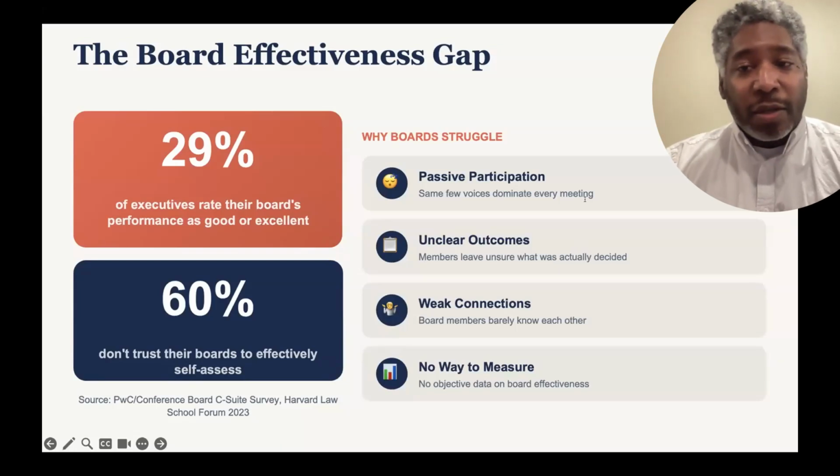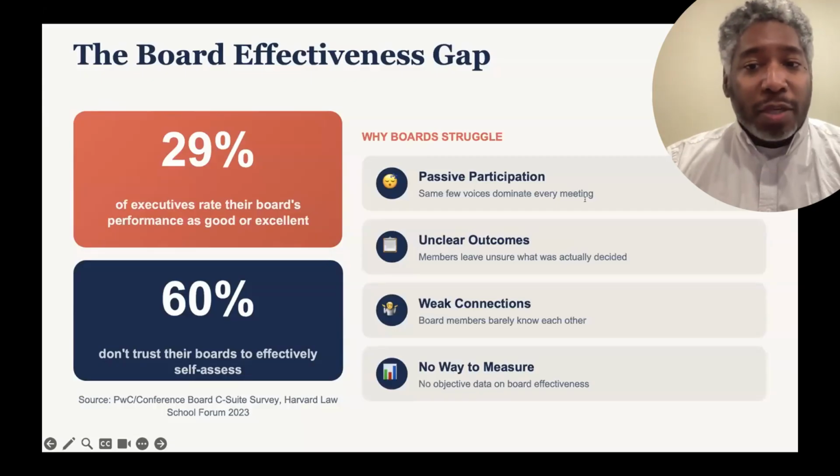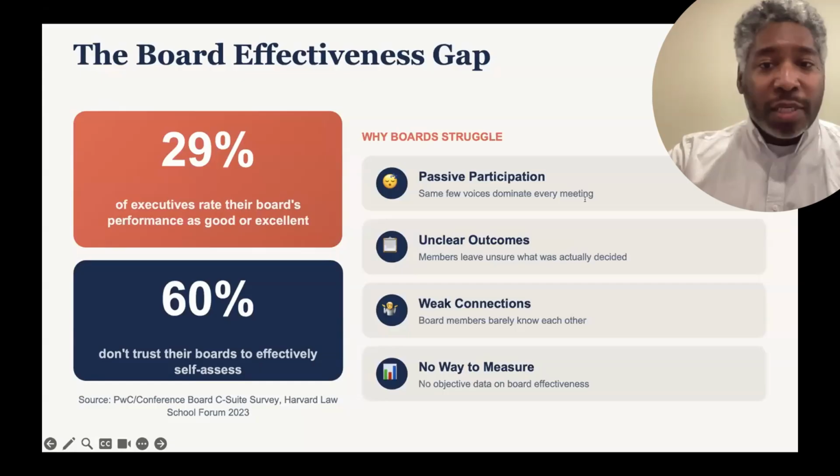Passive participation. There are only a few voices in the meetings. Unclear outcomes. People leave not knowing what was decided. Weak connections. Board meetings don't help board members get to know each other. And there's no objective data about what's going wrong. This is a solvable problem, but with the tools most organizations are currently using, it goes unaddressed.